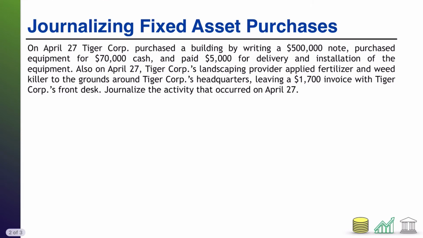So here we go. On April 27th, Tiger Corp purchased a building by writing a $500,000 note, purchased an equipment for $70,000 cash, paid $5,000 for delivery and installation of the equipment, and on that same day, Tiger Corp's landscaping provider applied fertilizer and weed killer to the grounds around Tiger Corp's headquarters, leaving an invoice with the front desk. Your goal is to journalize all of this activity.